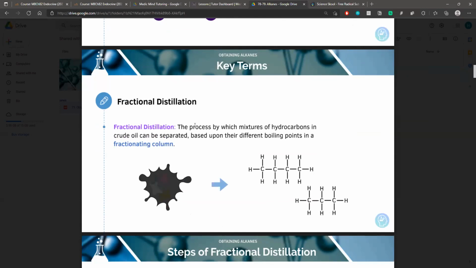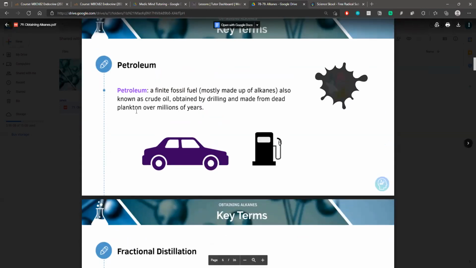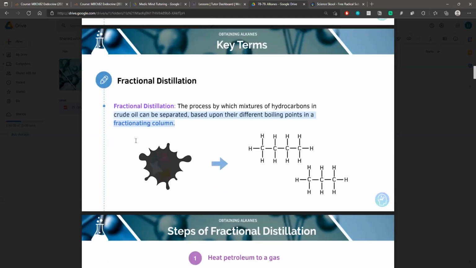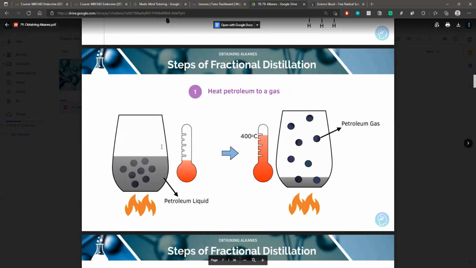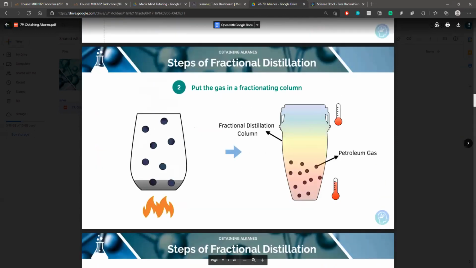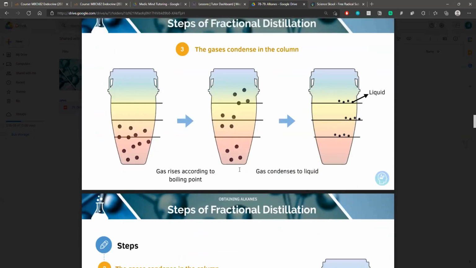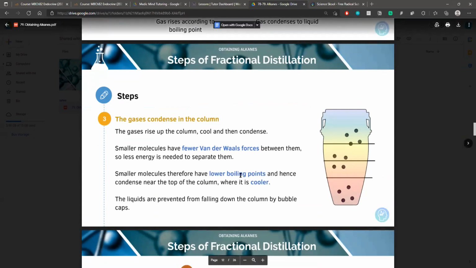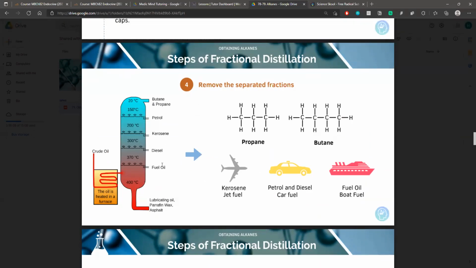And fractional distillation is the process by which, because remember, this crude oil or petroleum is a mixture of loads and loads of different hydrocarbons, we need to split them so we know exactly what goes into the hydrocarbons that we're using. This is based on a different boiling point in a fractionating column. So you heat petroleum till it becomes a gas. You then put the gas in this fractionating column. The gases will condense in this column at different points. Basically, smaller molecules travel further up, larger molecules condense at a higher temperature, and this is because of their van der Waals forces. And then you take them out and you use them.